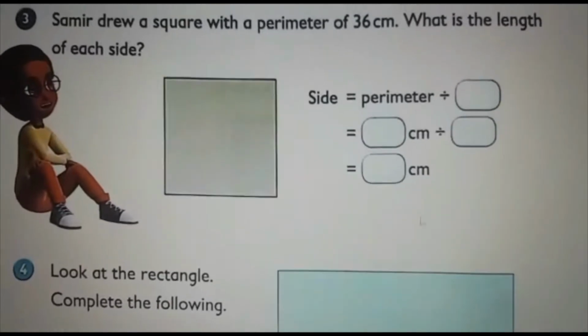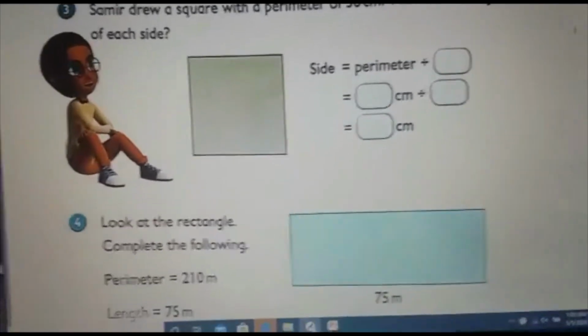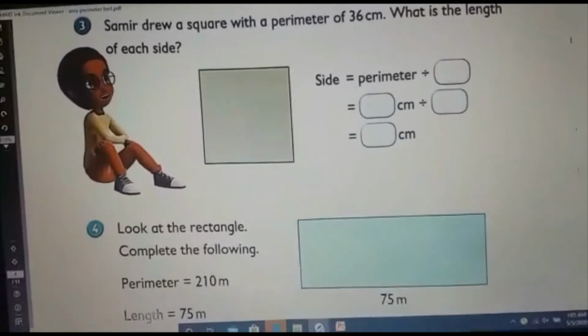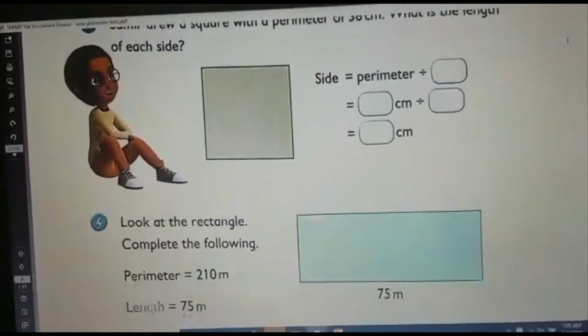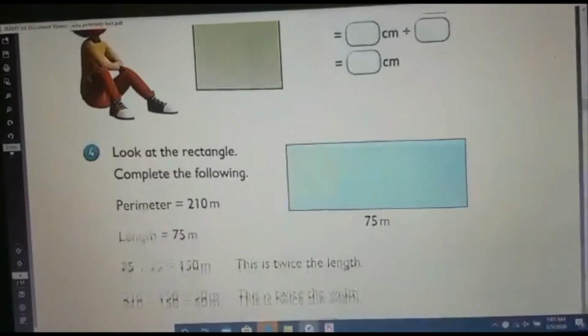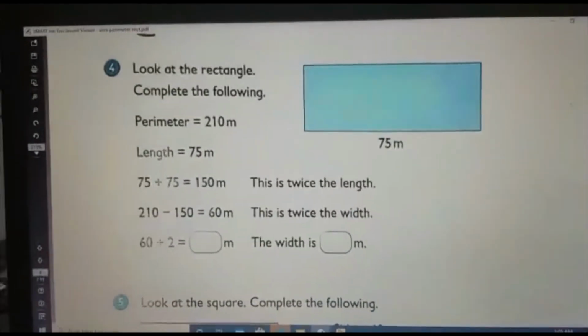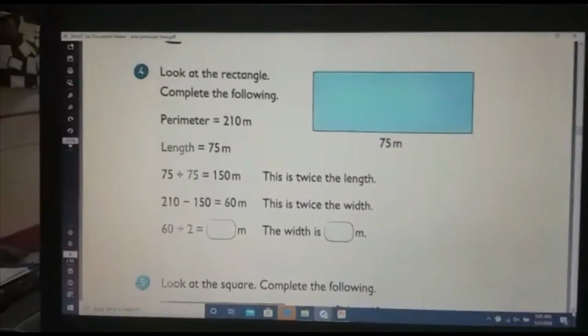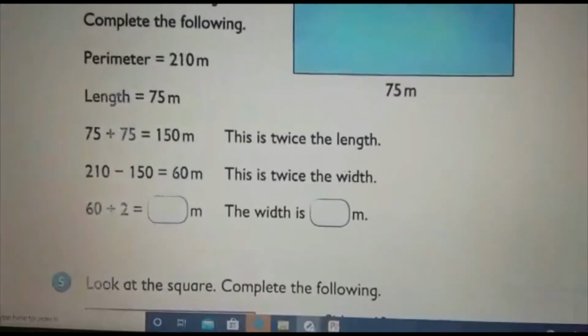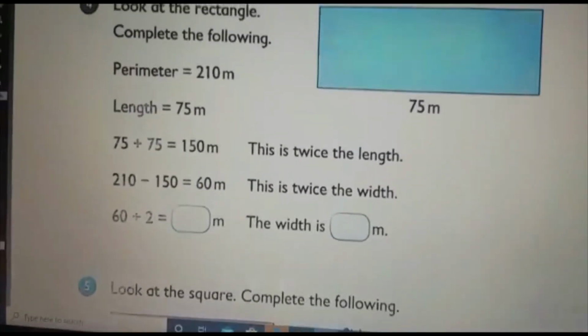Always, actually, you need to do the long division to find the side from the perimeter. But here the numbers in the question are really small, so it is easy for you to just use the multiplication table. When you go to higher classes you need to do the long division. So what's the next question?